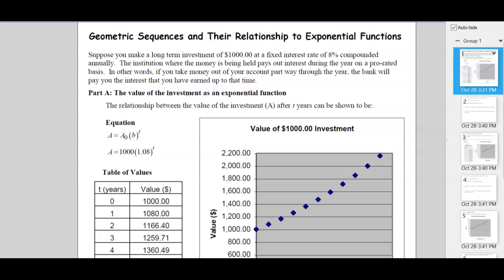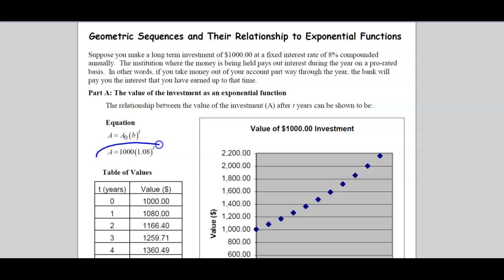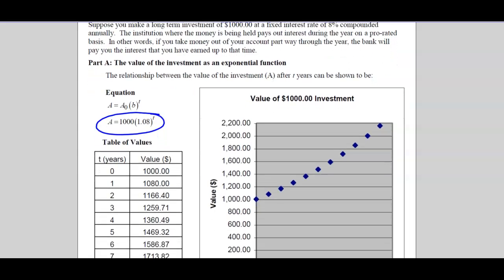Looking at this as an exponential function, the relationship between the value of the investment A after t years can be shown. Here's the equation, the exponential. We start with 1,000. 1.08 is 100% plus the 8% per year, and t is the number of years. We talked about that investment formula already a couple days ago.